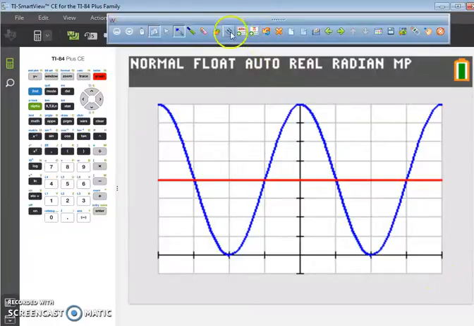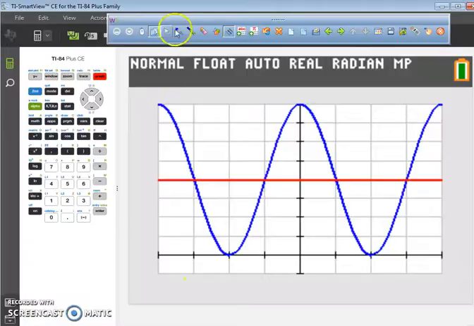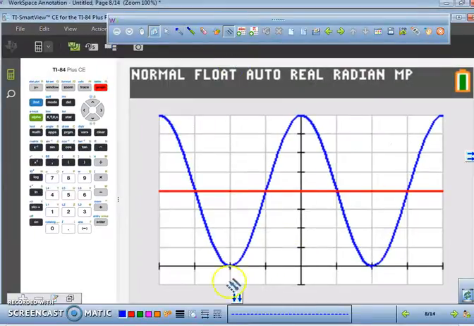What do we know our amplitude is from this picture? What do we know from this equation? We know it's a 4, right? Well, if we go back to our graph, you can see clearly that the distance from here, from the midline all the way up, that distance is 4 units. And the distance from the midline going down is also 4 units.